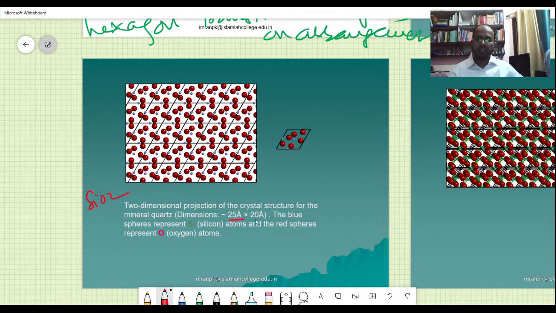So the tied two-dimensional projection of the crystal structure for the mineral quartz, SiO2, has a dimension of 25 angstrom by 20 angstroms. The blue spheres represent silicon and the red spheres represent oxygen. So the same can be true with water also. Same can be true with SiO2 also. But the packing may differ.